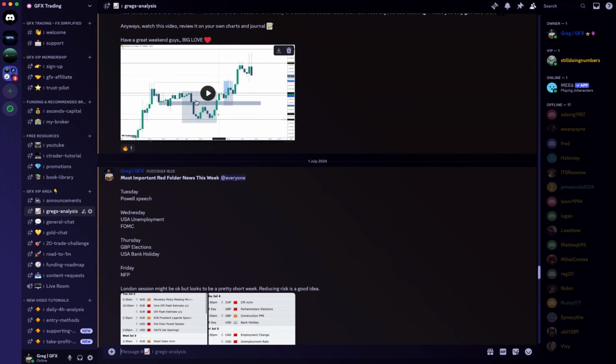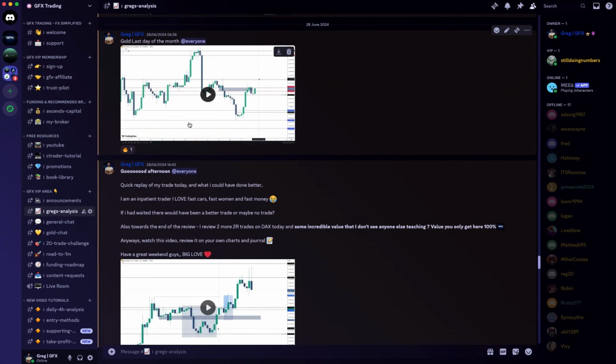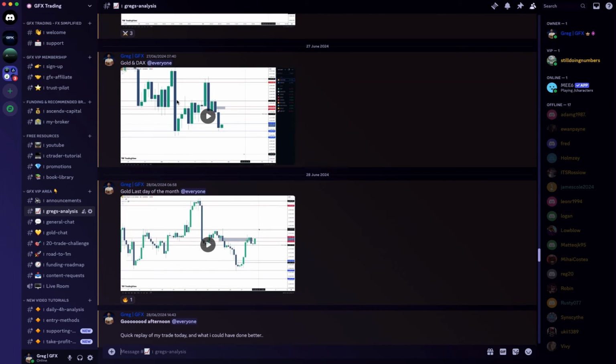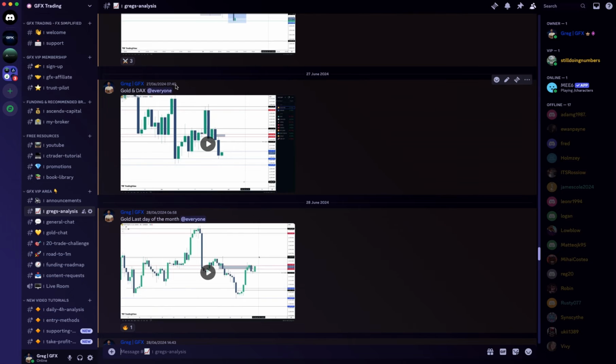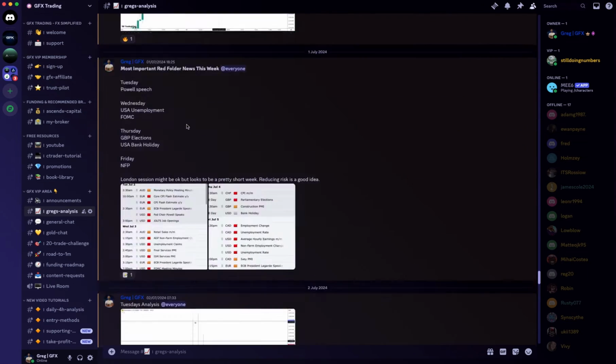But the most important thing that you need to pay attention to in here is the daily breakdowns, right? Because this is where all of your trades are going to come from. Anything that I'm looking to trade throughout the day will all be dropped in here first thing in the morning. You can see that it's 7 a.m. here in the UK, 7:40. So we're generally getting a video out before 8 a.m., which is when London opens.